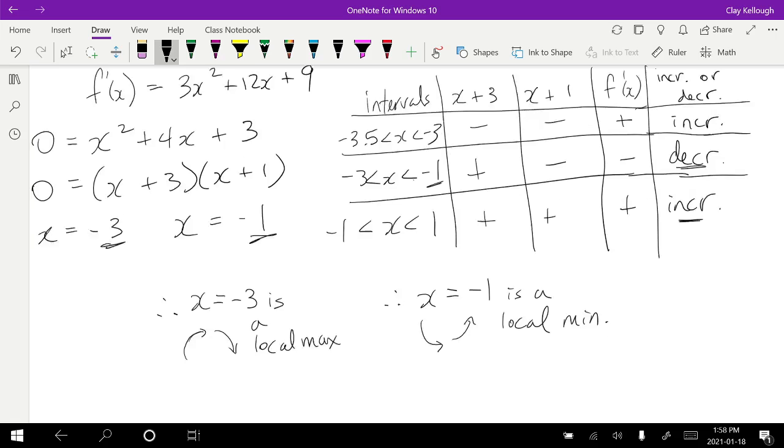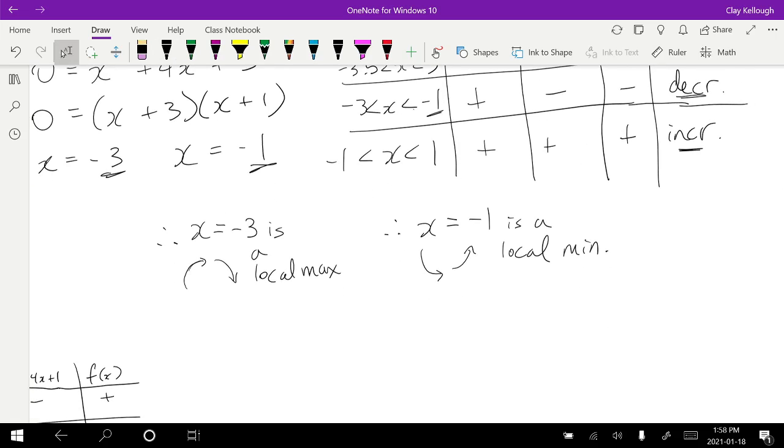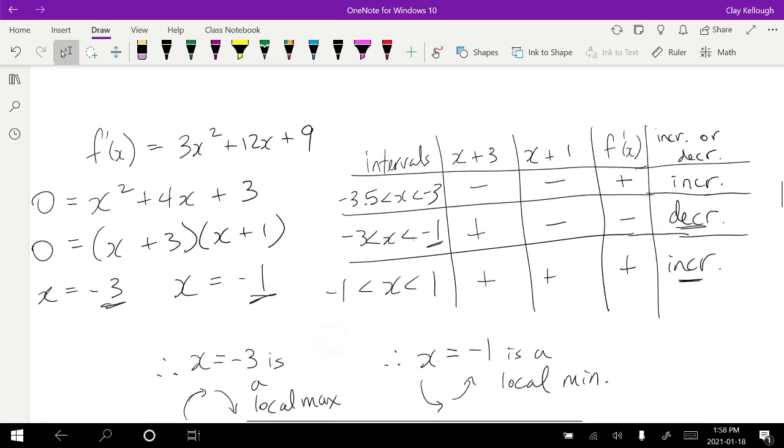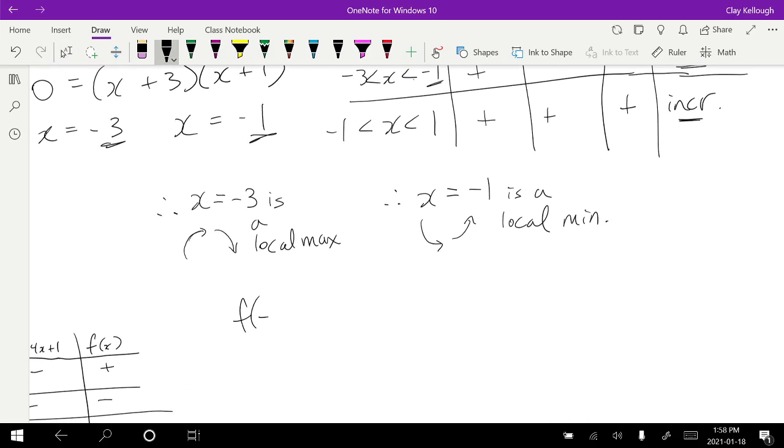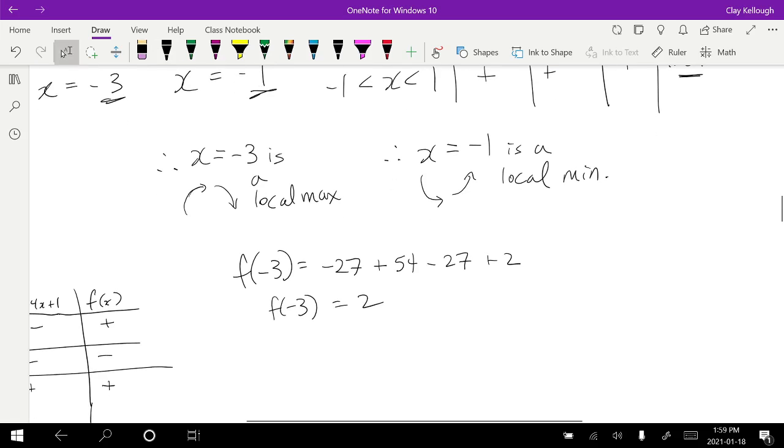I can figure out that since x is -3 is a local maximum, well, let's see, what is that maximum? Go back to the original equation and find f of -3, which would be -27 plus 6 times 9, what's that, 54, minus 9 times 3 is 27, plus 2. So f of -3 is 2. So my local max in that zone is (-3, 2).